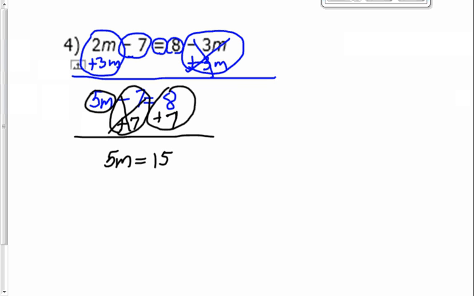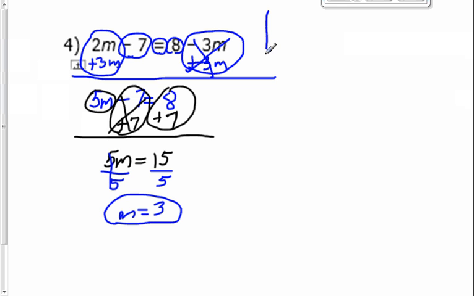Now that m is still not by itself, so now we have to break them apart from his best friend. If they have 5 times m, the opposite of times is to divide by 5. Do it to one side, do it to the other. The 5's went away, left me with m is equal to 15 divided by 5 is 3.